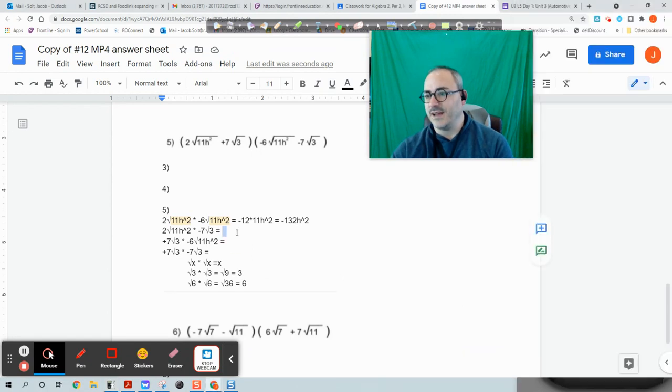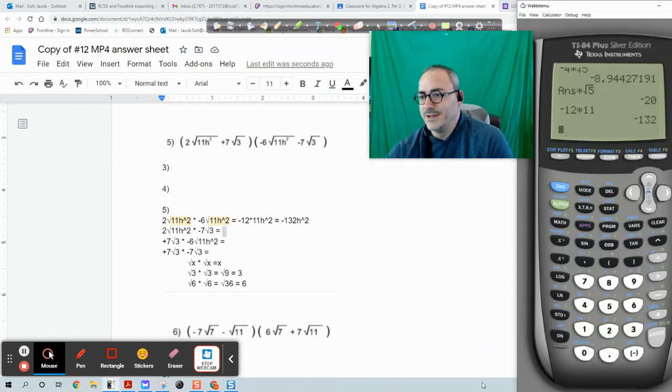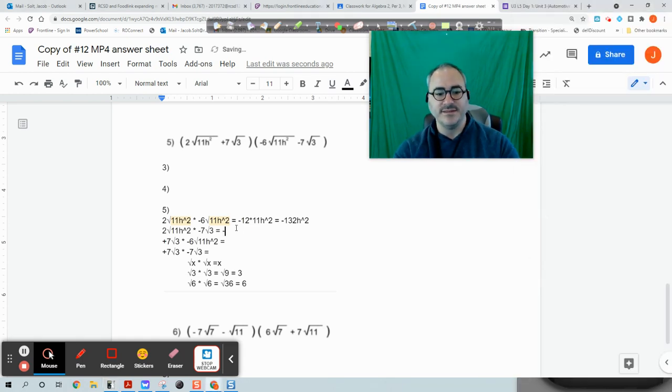All right. Sorry, there was a lot of mental heavy lifting for me there. So 2 times negative 7. I'm just going to multiply the coefficients, the numbers out in front. That's going to give me a negative 14. And now I have radical 11h squared times radical 3. I can multiply the 11 times the 3, get 33, just h squared.